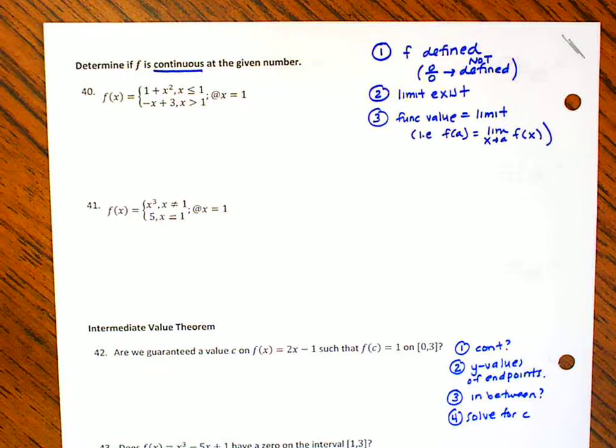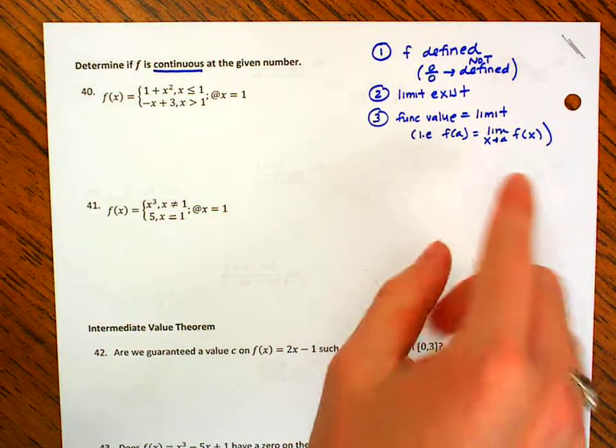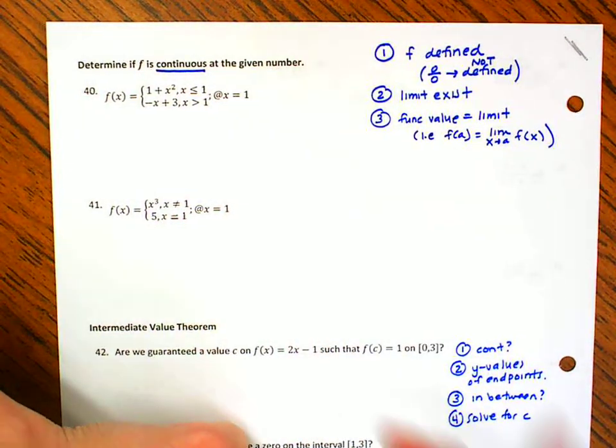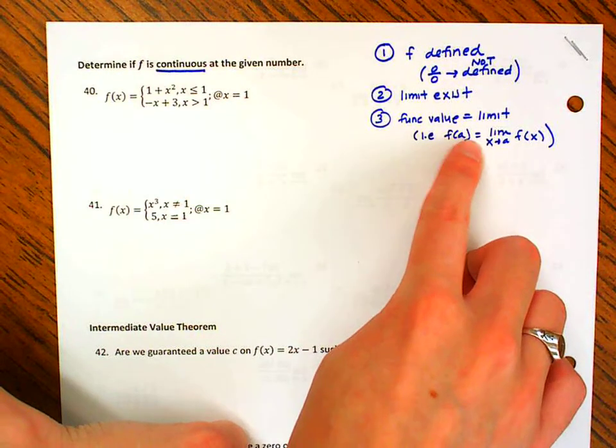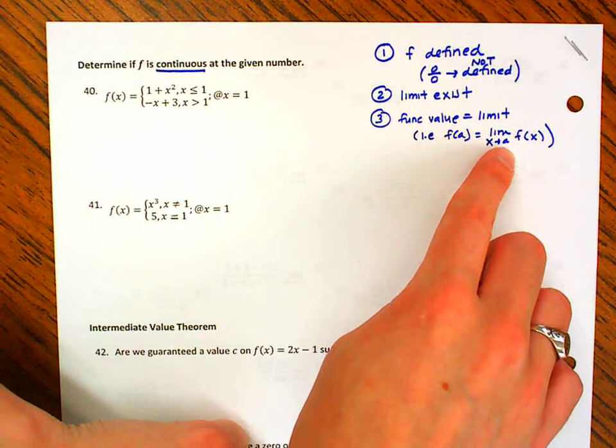And we said that in order for a function to be continuous, the function has to be defined, the limit has to exist, and the function value has to equal the value of the limit. And this is the notation that it would look like. So for instance, if we were doing continuity at x equals 3, it would be f of 3 equals the limit as x approaches 3 of f of x.